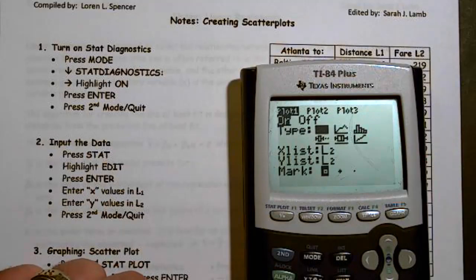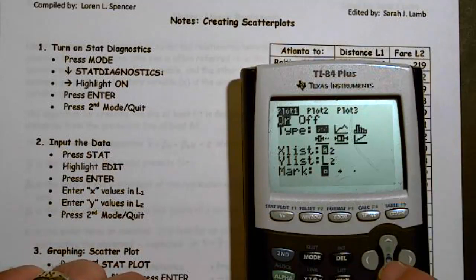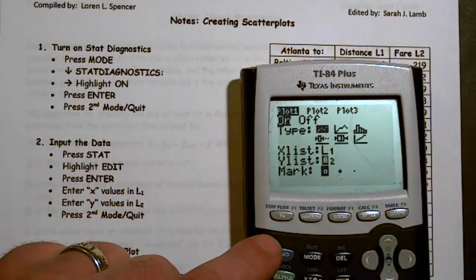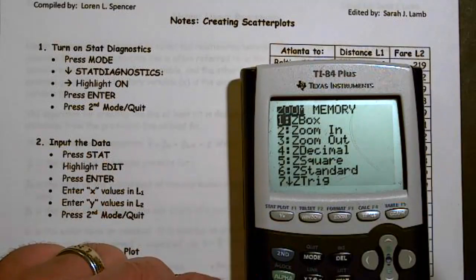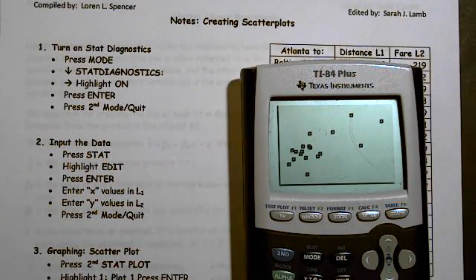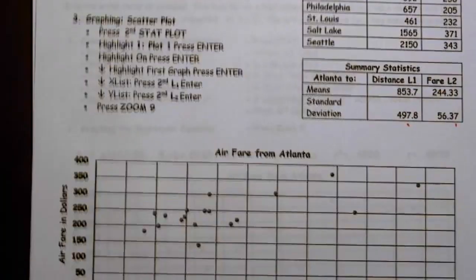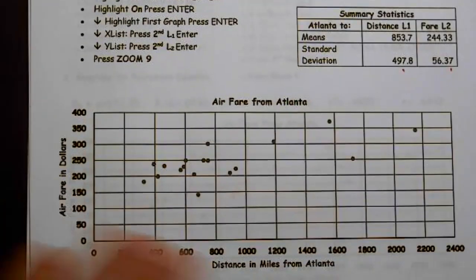And that is our scatter plot graph. And then we're going to drop down, and my X list is in L1, and my Y list is in L2. And I should be able to press zoom 9. And I end up getting a scatter plot of the airfare and distance. This is what it would look like right there. All right, so that created the scatter plot.